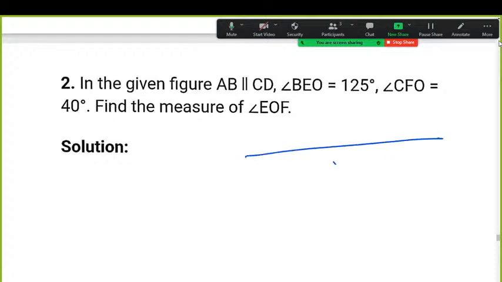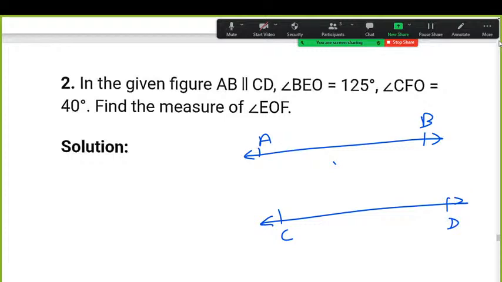Let's say we are drawing a diagram like this. AB parallel to CD. A, B, C, and D. They both are parallel. And here the transversal is there. B, E, O. The transversal should be like this. The name of the transversal is EO. Then only you can get this angle BEO 125.